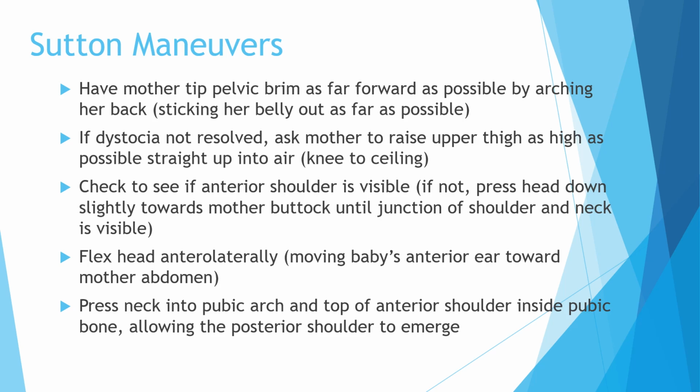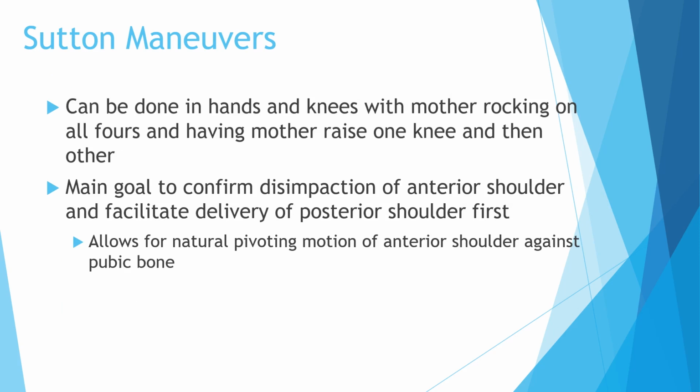Flex the head anterior laterally, moving the anterior ear towards the mother's abdomen. Press the neck into the pubic arch on top of the anterior shoulder, because our goal is not to do extreme tension on the neck. It's just that gentle traction to see if we can help dislodge the shoulder if we can't rotate. Sutton maneuvers can be done in hands and knees when the mother is rocking on all fours, and having the mother raise one knee and then the other. The main goal is to confirm disimpaction of the anterior shoulder and facilitate delivery of the posterior shoulder first.